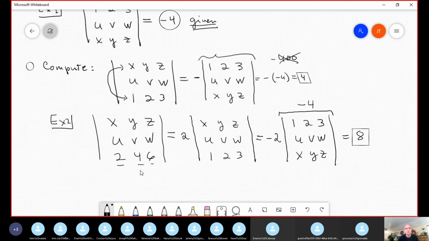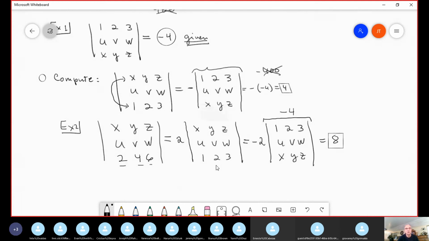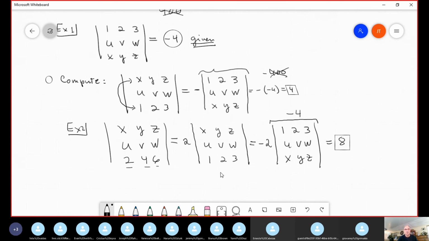Any question? Do you see or no? Confusing. Okay, in the first example, we are doing only elementary interchange of two rows. The answer changes the sign, -4, +4.